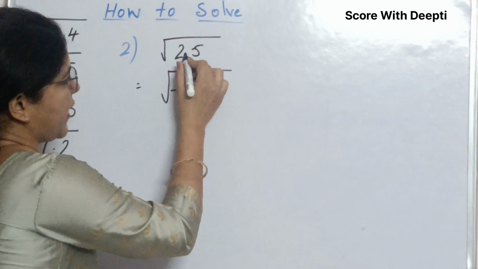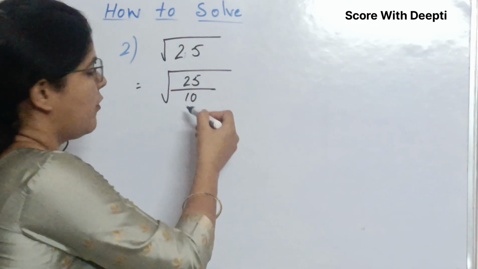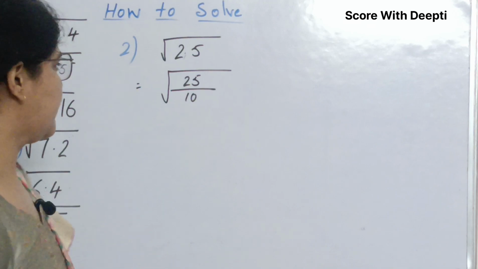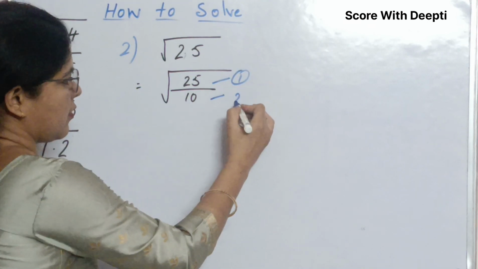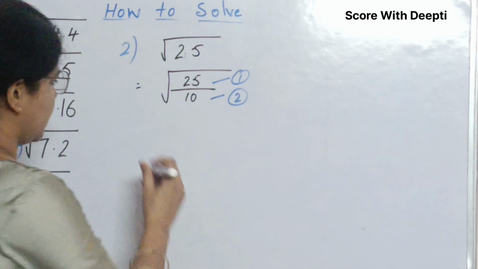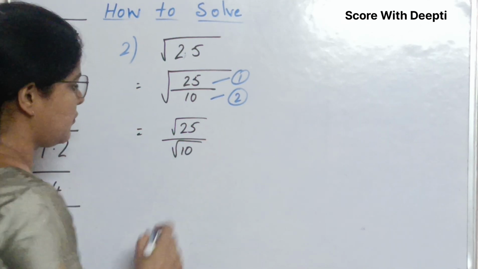In place of the decimal, sorry, we write 10 in the denominator. Next, we separate these two terms. How do we separate it? We write square root 25 over square root 10.